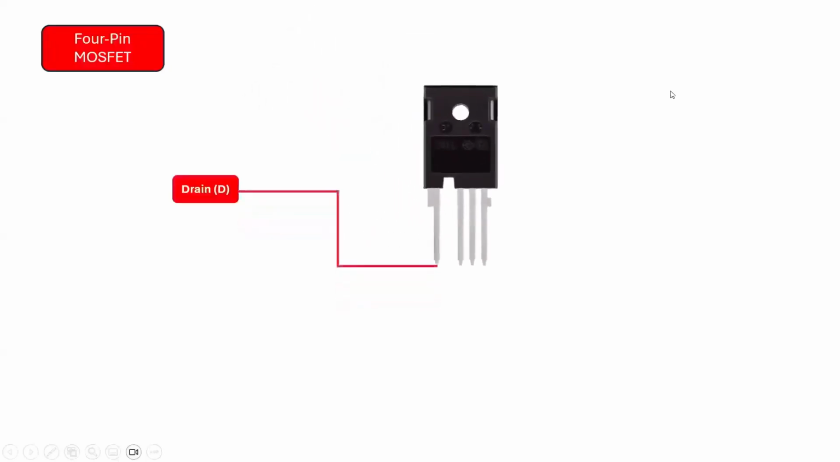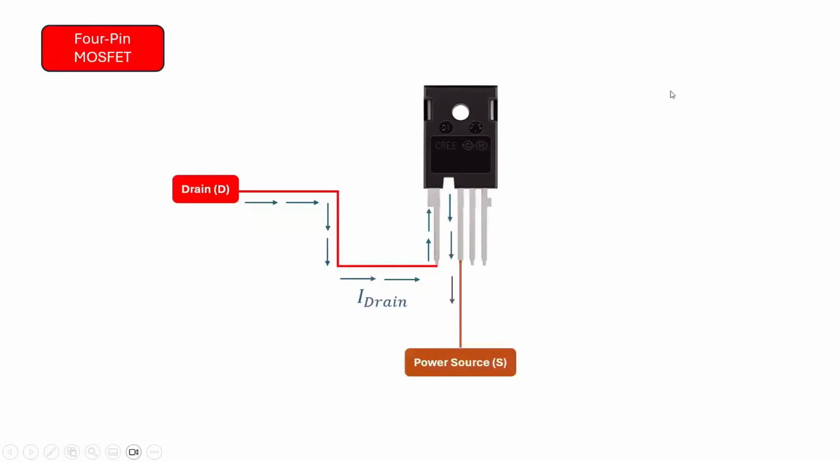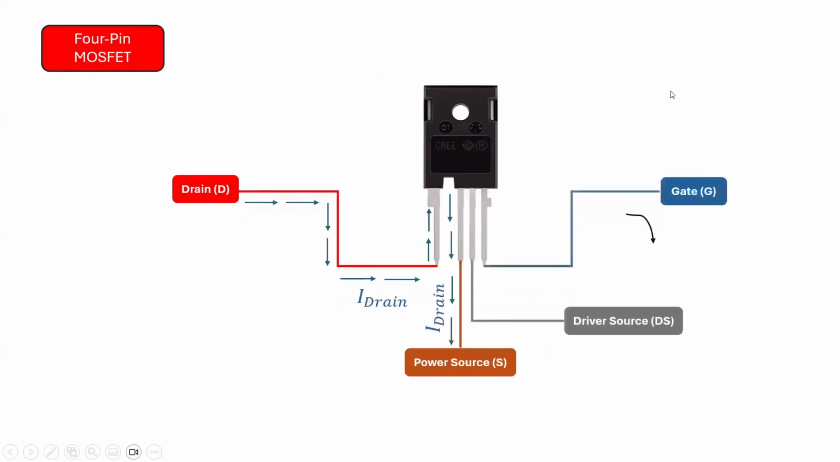The drain terminal connects to the high voltage side of the power supply, allowing the drain current to flow into the MOSFET when it is activated. The power source terminal provides a pathway for the drain current to exit the MOSFET while the device is in the on state. The driver source terminal forms the loop through which the gate current flows, moving from the gate terminal through the external gate resistor and back to the driver source terminal.